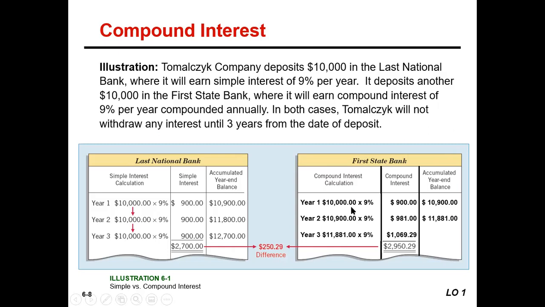So first year, 10,000 times 9%, $900 interest. So now it's worth 10,900. So then year 2, we're taking 10,900 times 9%. Now that earns us $981 in interest. So now it's worth $11,881. So then year 3, $11,881 is compounding interest. So then we earn $1,069.